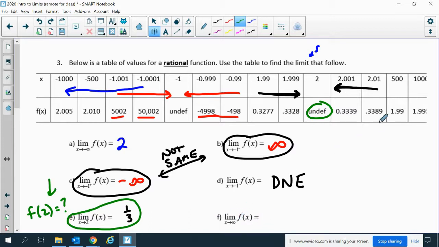What is the limit as x approaches infinity? Well, our table appears to be going off the page, but it looks like that's also 2.